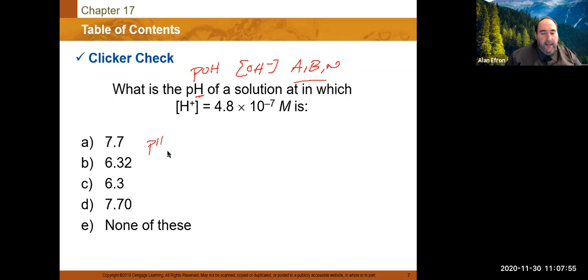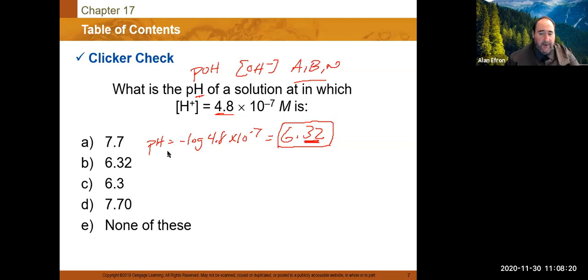pH, so our pH is going to be minus the log of 4.8 times 10 to the minus 7. Again, make sure you use the exponent button. If we do that, that's 4.8 exponent button minus 7, going to give us a pH of 6.32 in this case. Again, we had 2 significant figures here, going to give us 2 decimal places here.